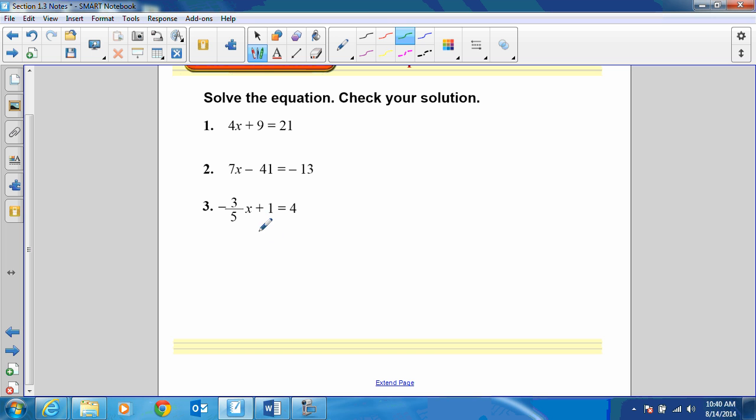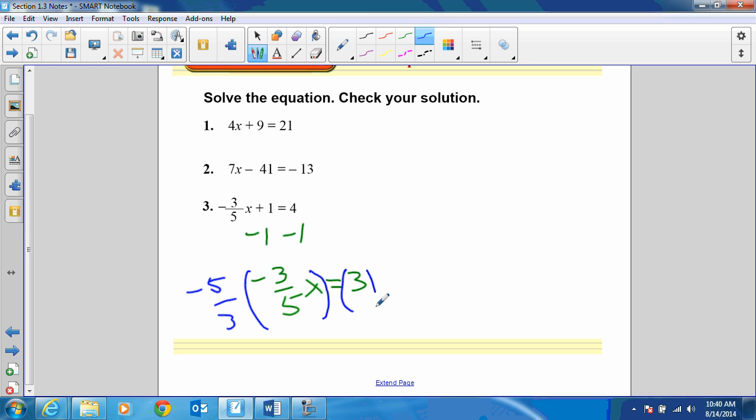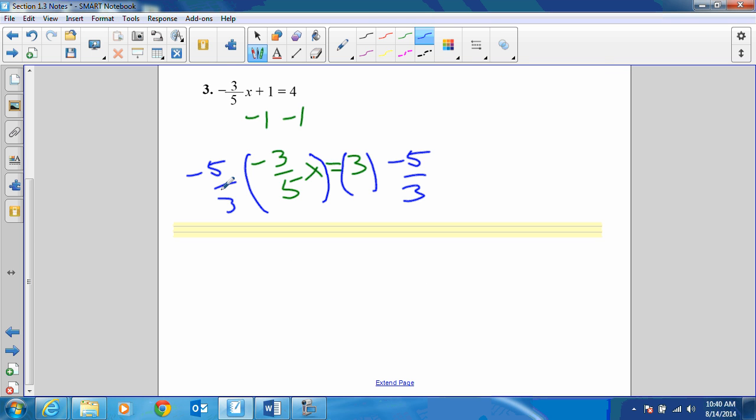Okay, so the first thing we do is subtract 1. Subtract 1, so you get negative 3/5 x equals 3. The next step, just like the other one: we don't divide by fractions. If you have a fraction in front of x, what you have to do is multiply by the reciprocal. Maybe we need to do some fraction worksheets and work on multiplying by fractions again. So we're going to multiply both sides by negative 5/3, which on the right side, all those will cancel out.